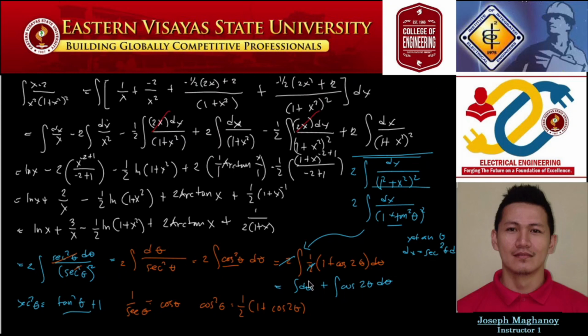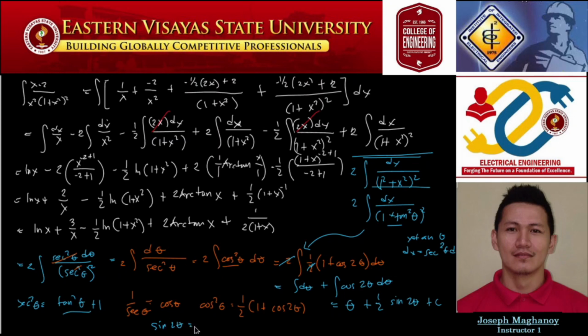So now, the integral of d theta gives you theta, plus the integral of cosine 2 theta, which gives you 1/2 sine 2 theta plus c. Wait, we still have identities for sine 2 theta.